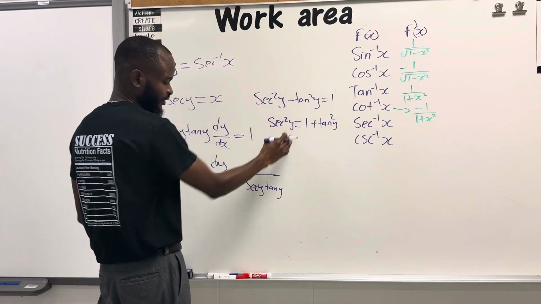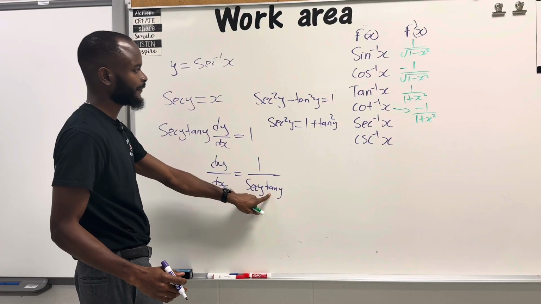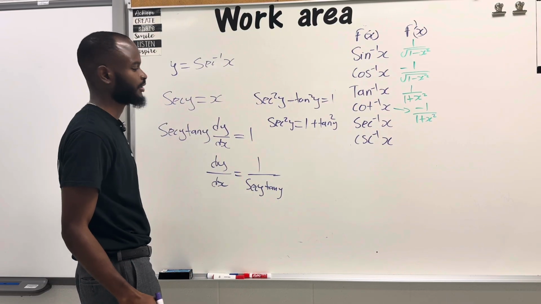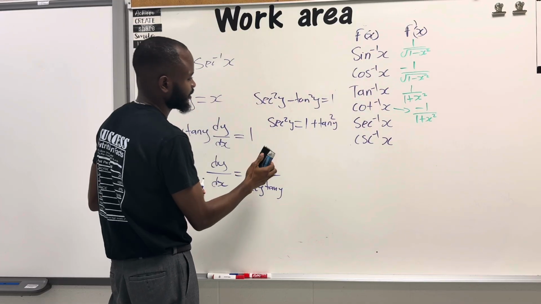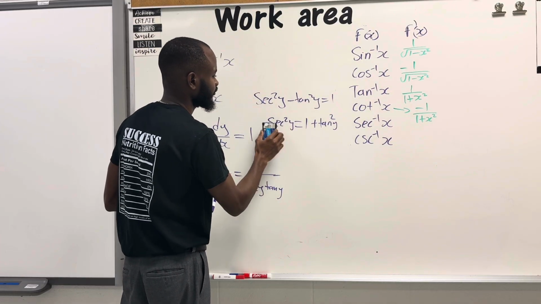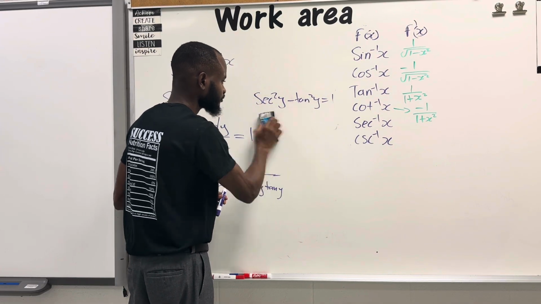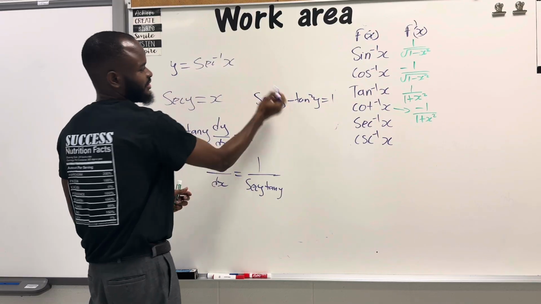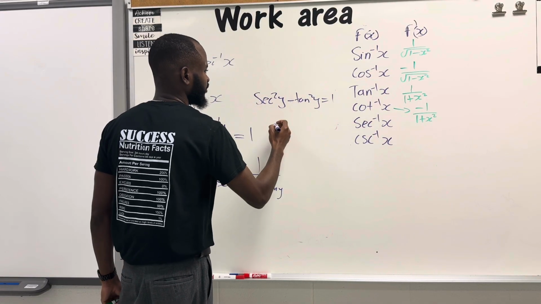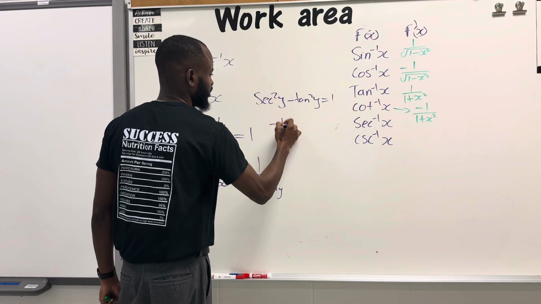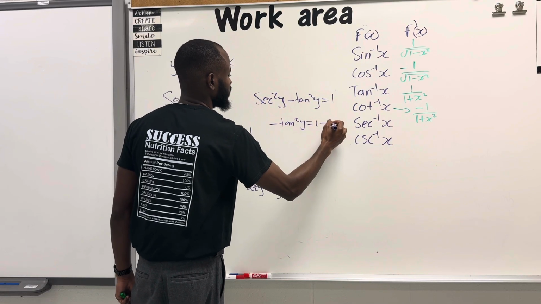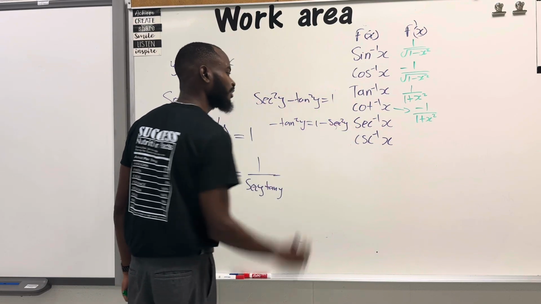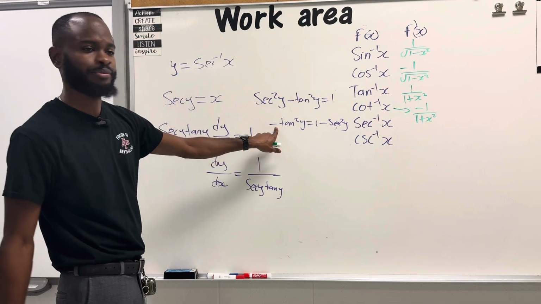And we need only tan y, right? I should be solving for tangent of y. Let's do that again. I'm solving for secant of y. I should be solving for tangent of y. So what I need to move is this piece right here. So tangent of y, and that's negative tangent squared y is equal to 1 minus secant squared y. And then we need the positive of that.